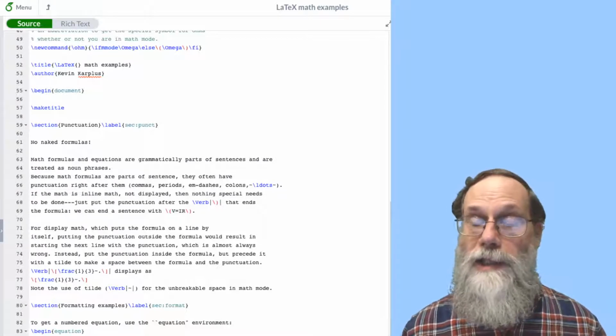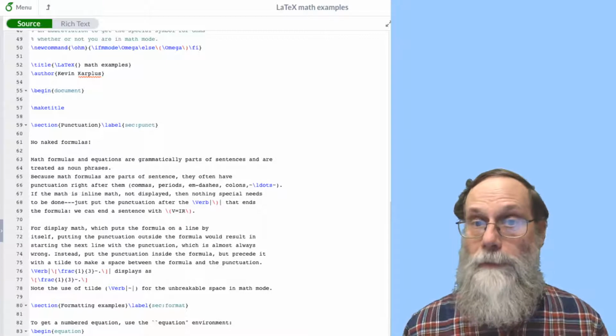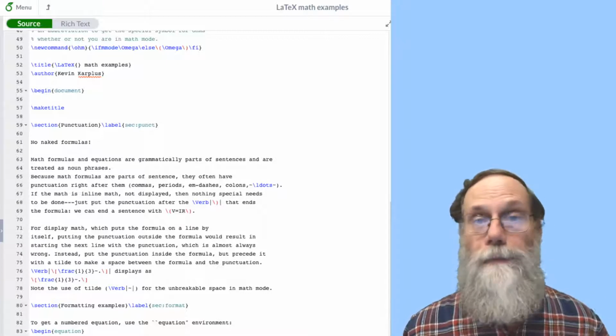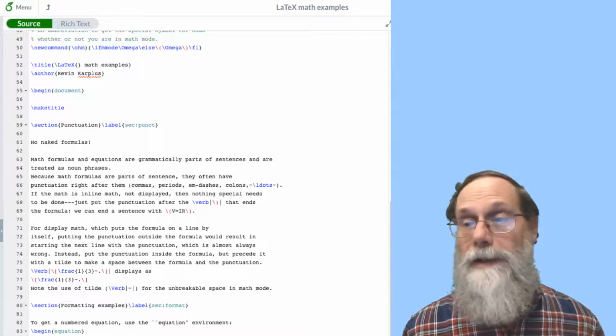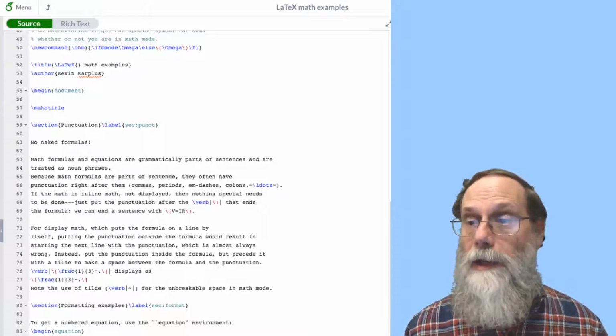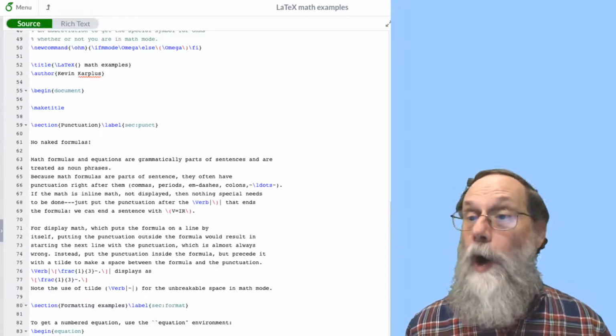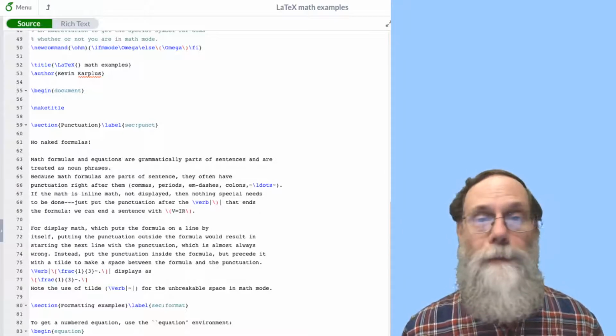So I changed the title, I changed the author. The preamble I didn't touch. So you can see right at the top there, for instance, I've still got the definition of the command ohm for doing the ohm symbol.